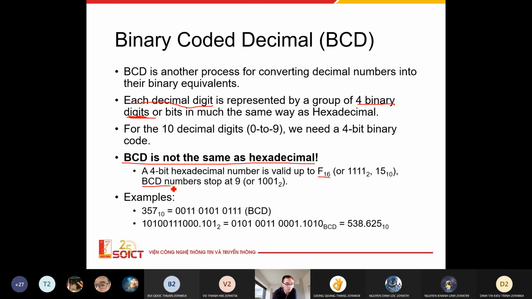But in BCD, numbers are valid only up to 9 in base 10. So that is the most important difference between BCD numbers and hexadecimal numbers. You can take an example. For example, I have the number 357 in base 10. So I can convert it into the BCD number like this. You know that this 4 bits is the BCD of 3, right?